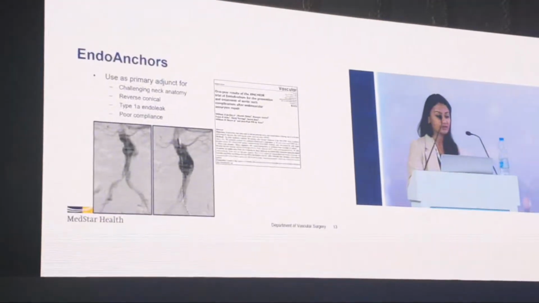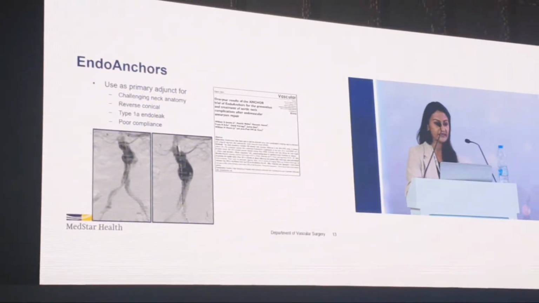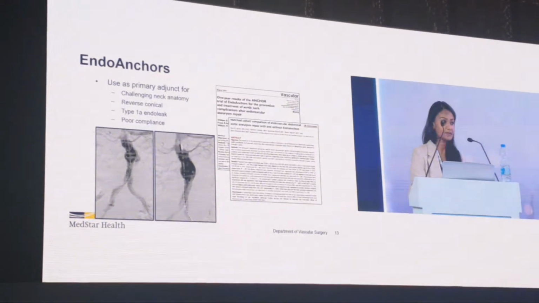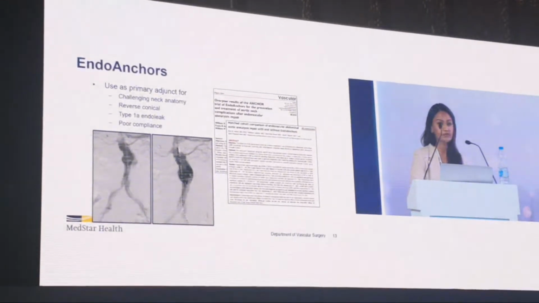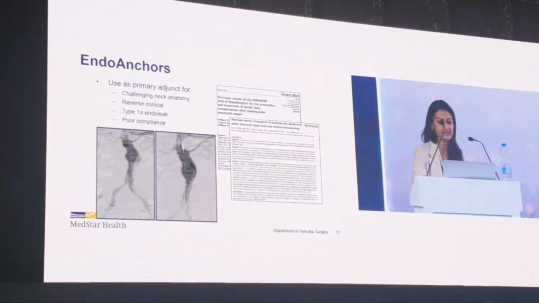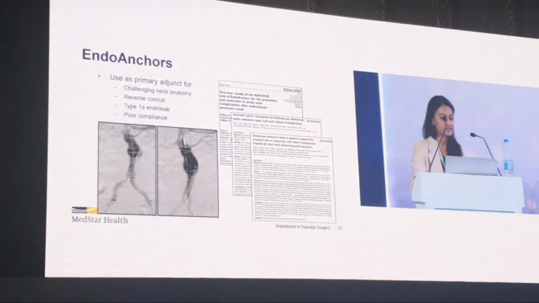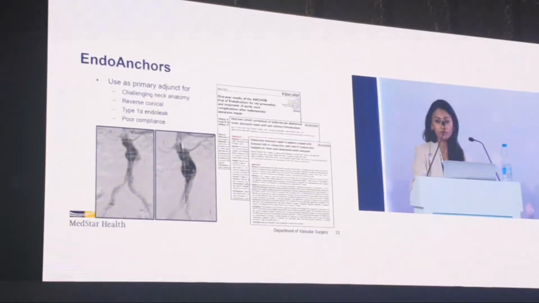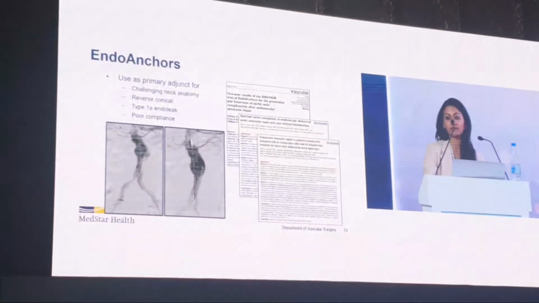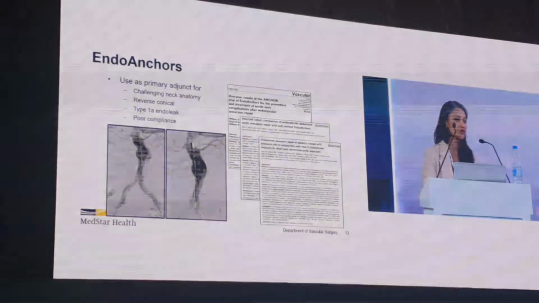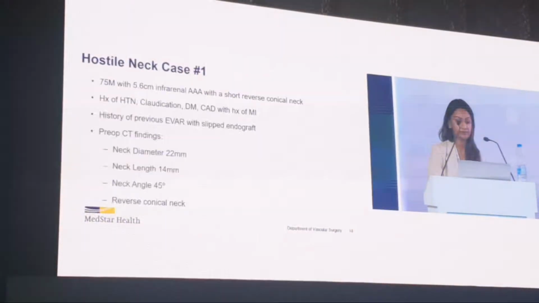Now there's good data from the ANCHOR registry that demonstrates that the 1-year results and 4-year results have demonstrated pretty good freedom from reintervention rates and sac expansion. So we've had some good results with this. Having said that, the data also shows that this is best done at the time of the procedure. The success is diminished when you're using it as a bailout or a remedy.